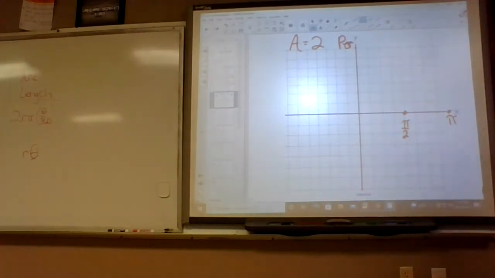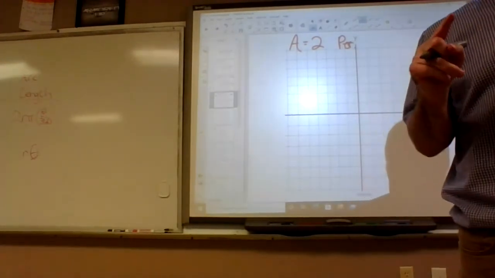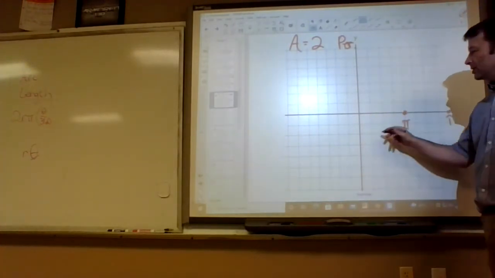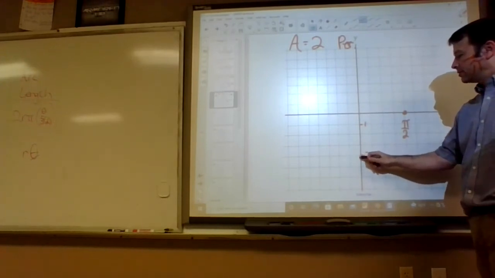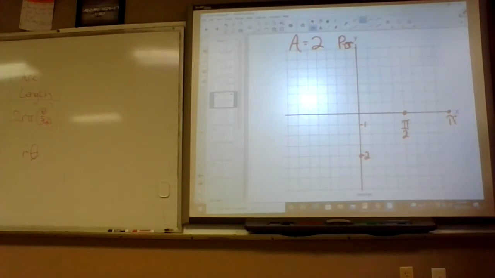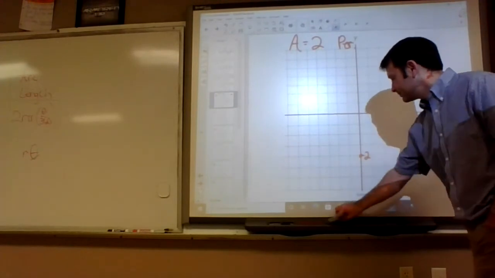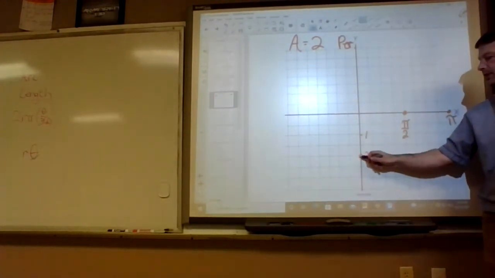Okay, where does cosine normally start? 1. Up at 1. But this says negative 2 cosine. So it's going to start down at negative 2. It's upside down, so it's negative 1, but it's also twice as tall. So it's down to negative 2. Oops, I put that in the wrong spot. There we go. So this is where we're starting.